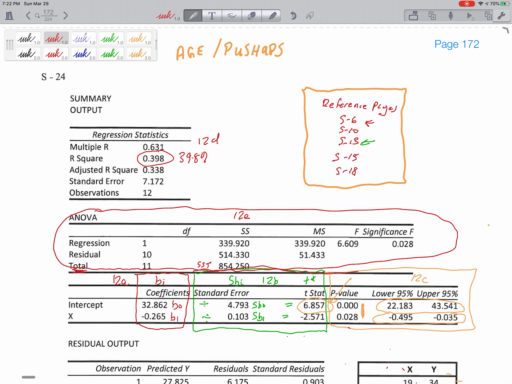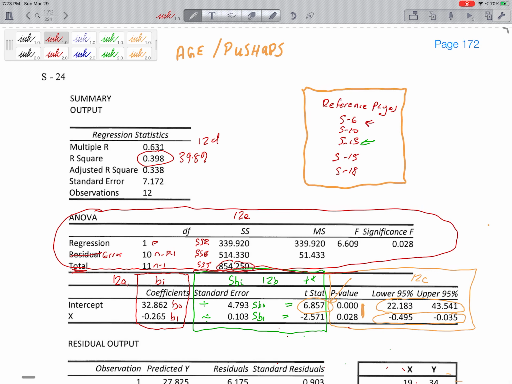854.250, right? SS total. Then we've got SSR up here, SS regression, 339.92. And then this is SSE, 514.330. Remember, another name for residual is error. Residual, what's left over, error, what's left over. Here's your degrees of freedom. This is P. P is equal to 1 x variable in a simple linear regression, n minus P minus 1, and n minus 1 for your SST, which we don't use actually in the formula for F star.